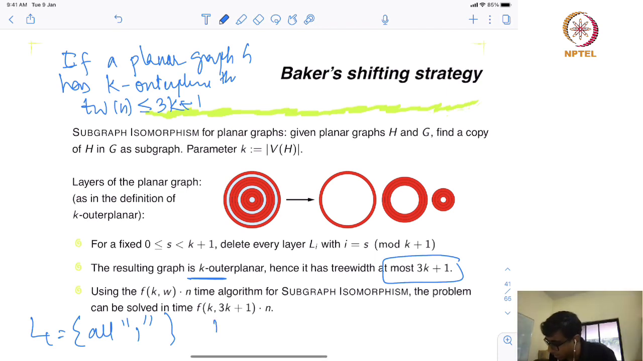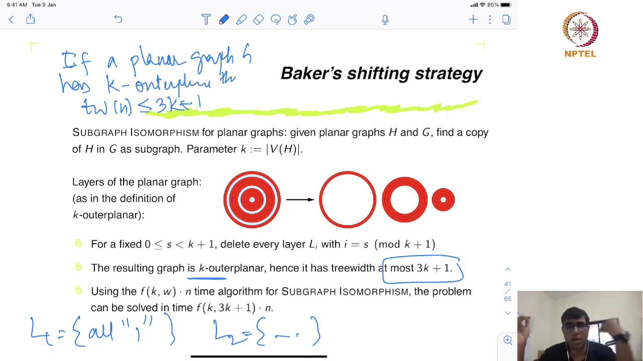And similarly L2. Now, what you know is that because our graph only had k vertices, one of the layer classes does not contain any vertices. So, if we have guessed the correct layer class, then after I have deleted that guessed layer, every connected component has at most k layers, and hence its tree width is at most 3k.